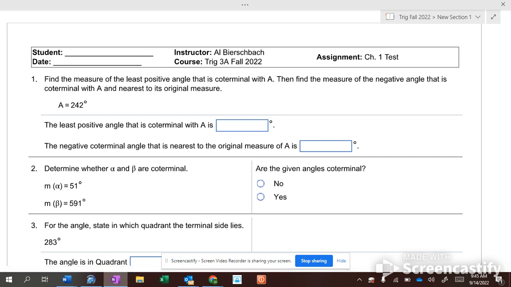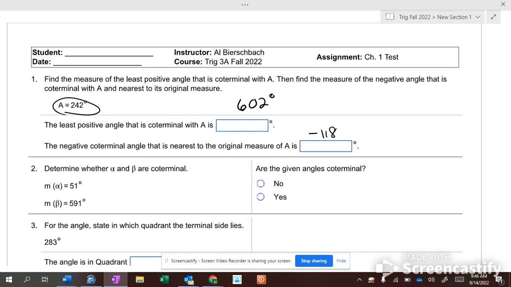So we start out with day one. Coterminal angles are how many degrees apart? 360. So what do you do with the 242? Add 360 to do it. So if we add 360, we get 602, right? And then the negative coterminal, what do we do with 242? Minus 360, and I don't know what that is. Negative 118. Thank you.